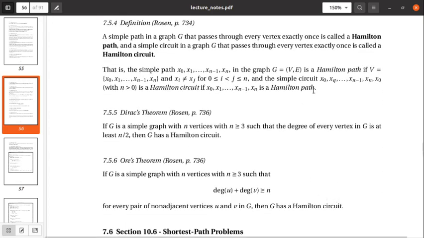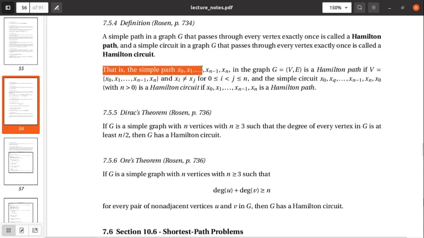So back to definitions. A simple path in some graph G that passes through every vertex exactly once is called a Hamilton path. Remember, E for Euler was edges, and Hamilton was vertices. So now instead of consuming edges, we're looking at visiting vertices. A simple circuit in a graph G that passes through every vertex exactly once is called a Hamilton circuit. Each vertex once is a path. Each vertex once and ending up back where you started is a circuit, a Hamilton circuit.